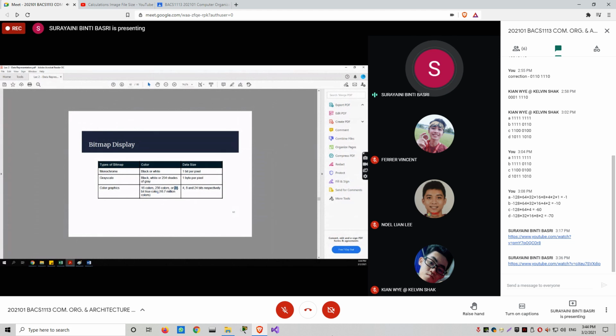I don't know the number of this, but I know this one. It means if the question specifies there are 16 colors, then the bit depth will be 4. And if the question says there are 256 colors, then the bit depth will be 16. Okay, so how to get the bit depth is you square root the number of colors.